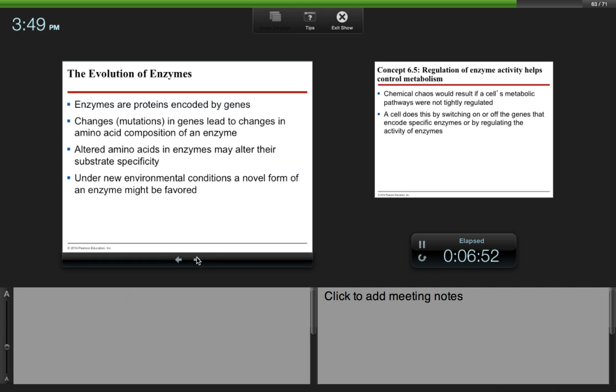Enzymes are proteins encoded by genes. Changes or mutations in genes lead to changes in amino acid composition of an enzyme. Altered amino acids in enzymes may alter their substrate specificity. So in other words, the enzymes will not be able to bind to the substrate that they're supposed to bind to because their active site shape is different. Under new environmental conditions, a new form of an enzyme might be favored.